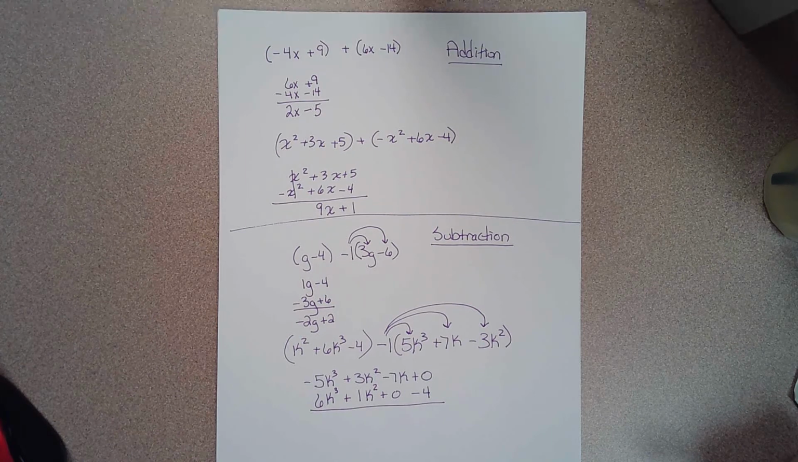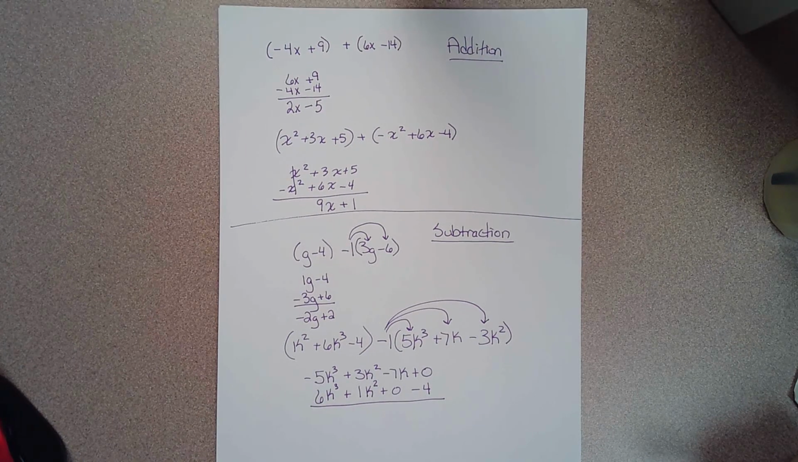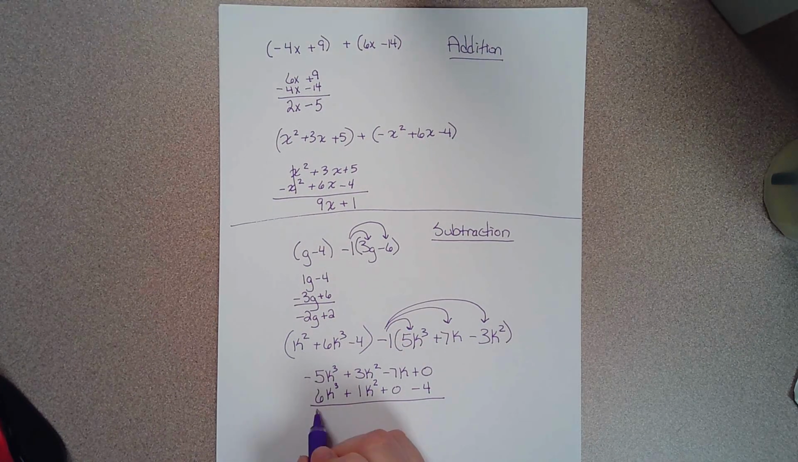Now, combine my terms on the way down. So I have -5 and +6, so it's going to be 1k cubed. 3 and 1 become +4k squared. The -7k just drops down.